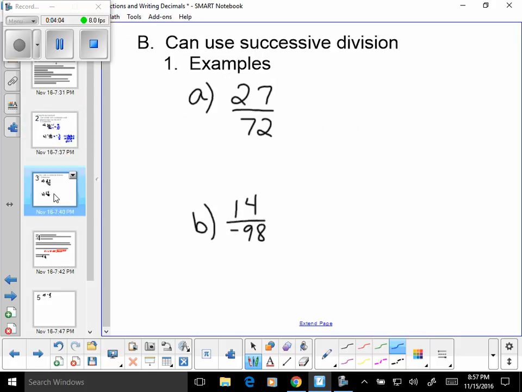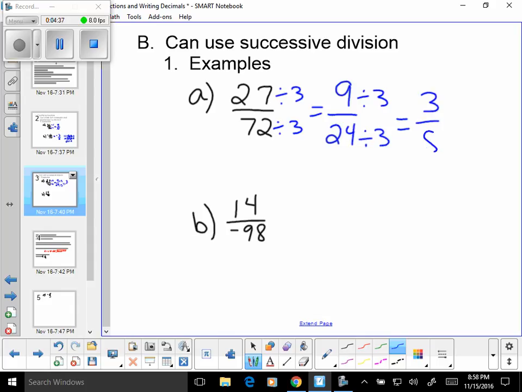Most people will probably just use successive division, and this is the one that most people feel very comfortable doing. Some of you, you're going to look at this right away and you're going to know what to divide by. Others of you are going to go back to the divisibility rules and say, okay, I can get 3 out of both numbers. So I'm going to have 9/24. Now I go to my divisibility rules again. I can get a 3 out of each of those numbers, 3/8. 3 and 8 are relatively prime.